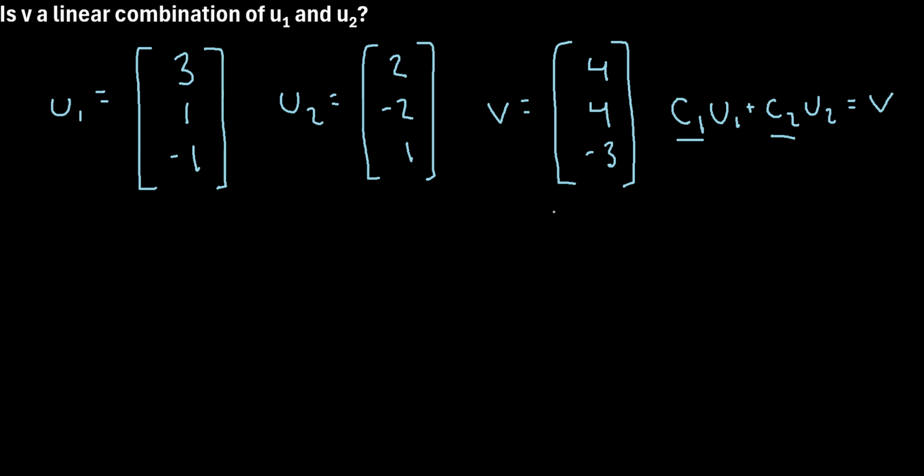Well, the way that we can figure this out is that we can put all three of these vectors into one augmented matrix, and then we can use elementary row operations to convert the matrix to reduced row echelon form, and then just see if that reduced row echelon form matrix has at least one solution. So let's go ahead and do that.